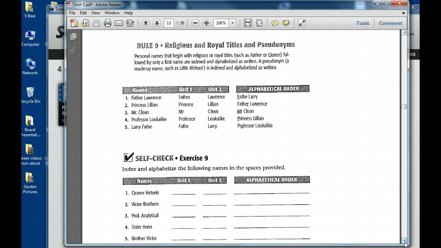For a name like Mr. Clean, a made-up person, Mr. being first will go in the Unit 1 box, and Clean being second will go in Unit 2. You then follow your rules of alphabetizing to determine the order. Complete exercise 9. Check your answers.